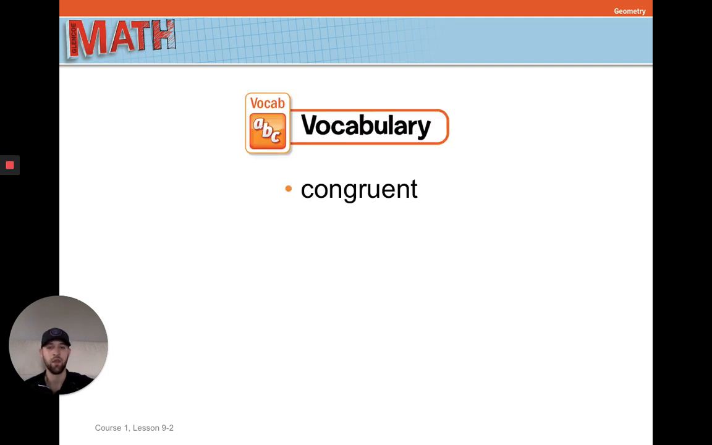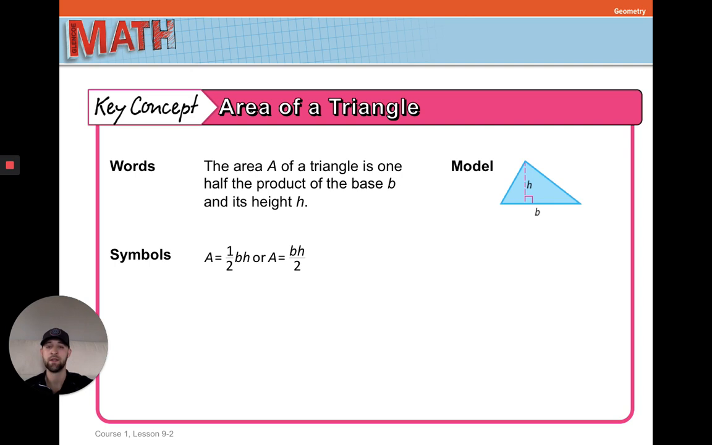All right. Congruent. You need to know what that is. Congruency just means that it is the exact same. They are equal. You could have two triangles that are congruent, and it means that they are the same. They have the same sides, the same angles, the same height, dimensions, everything like that. And here's what we've got going on today in this video: area of a triangle.